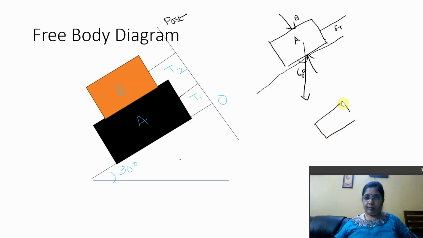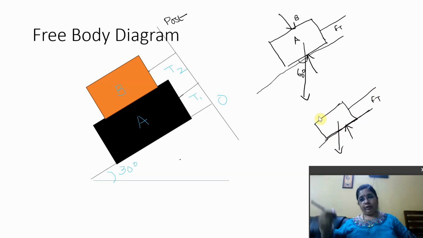As far as block B goes, you have this force that is acting downwards. You have this normal force from A that is acting like this, right? Normal force which is acting on top. You also have Ft, which is acting this way. This is the direction of the force we all know. It's Ft, which is pulling it this way.